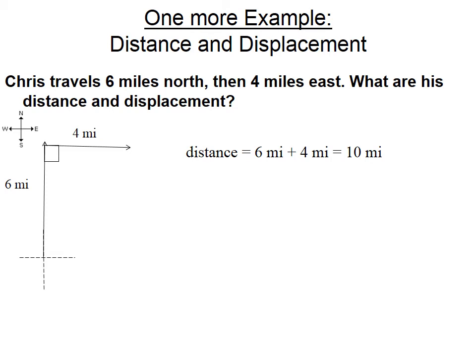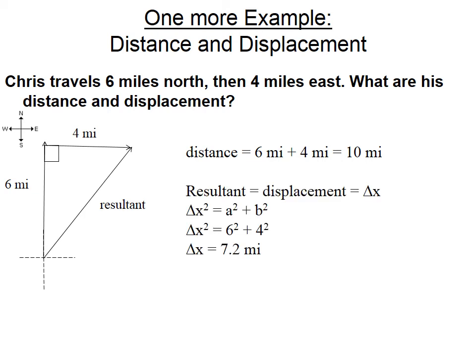Well, displacement is the change in position, straight line path from where he starts to where he ends. So I can draw that in as this resultant line, this resultant arrow. That's his change in position from where he starts to where he ends. So how do I figure that out mathematically?